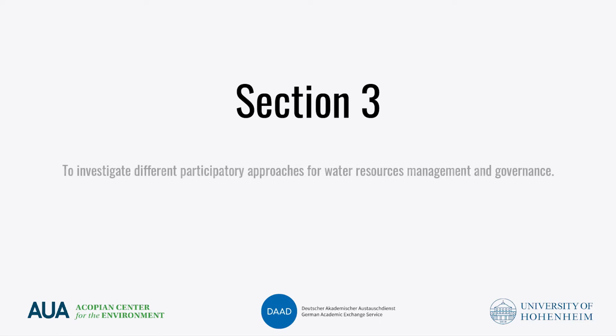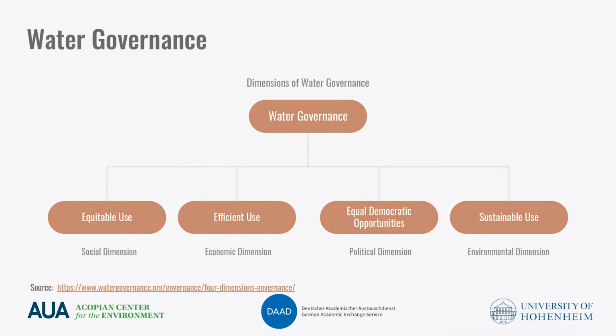In this section, we will investigate different participatory approaches for water resource management and governance. According to the UNDP Siwi Water Governance Facility, water governance refers to the political, social, economic and administrative systems that influence water use and management. In simpler terms, water governance influences who gets what water, when and how, and who has the right to water, their related services and benefits.